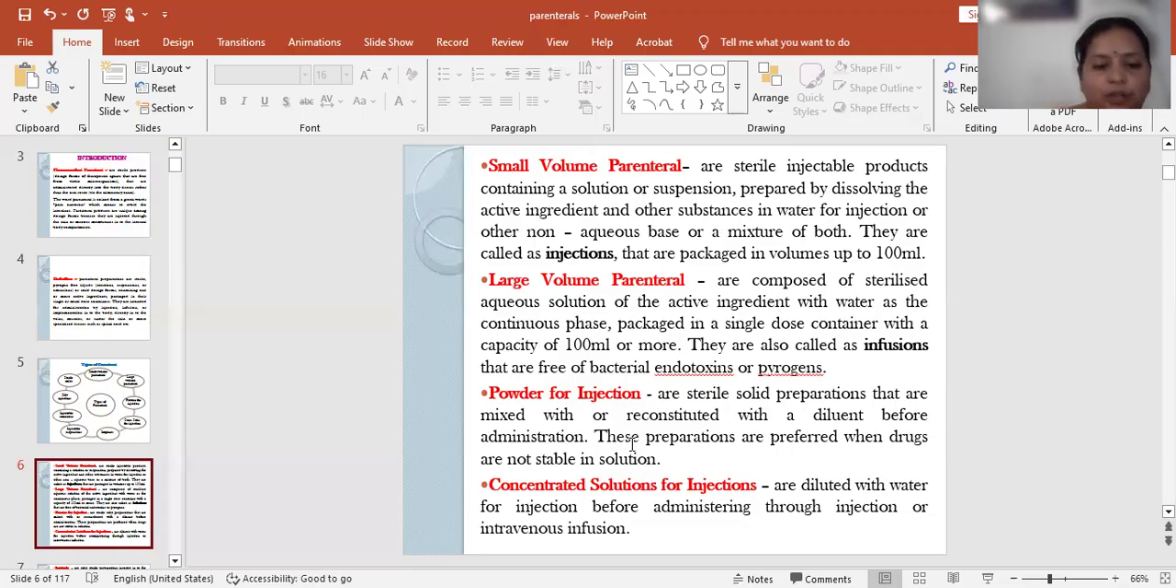And coming to the powder for injection, drugs in dry powder form. Then it needs to be reconstituted with the solvent before injection. Used when the drug is unstable in liquid form. That's why we are making the powders for injection. Example, ceftriaxone dry powder for injection. Next, concentrated solution for injections. These are solutions diluted with the water for injection before administration through the injections.